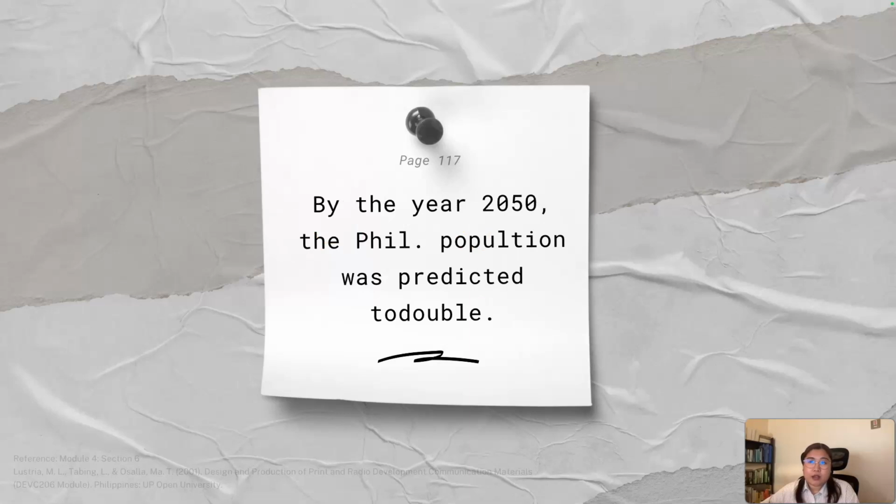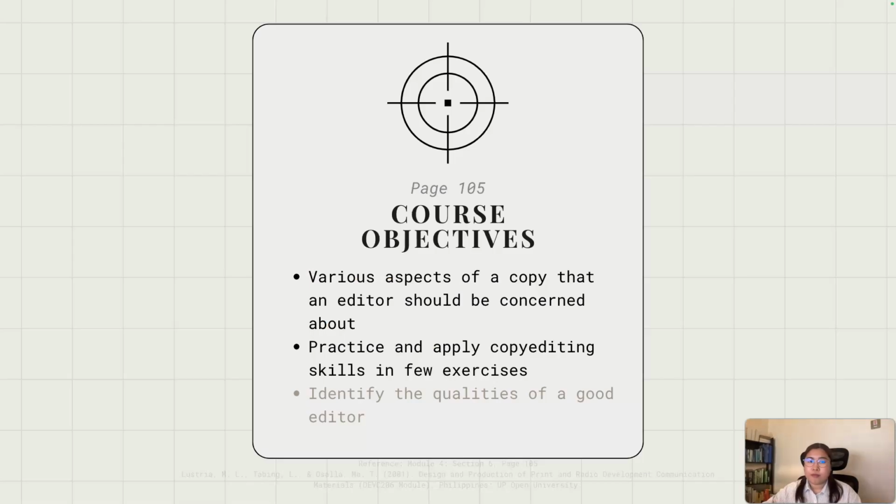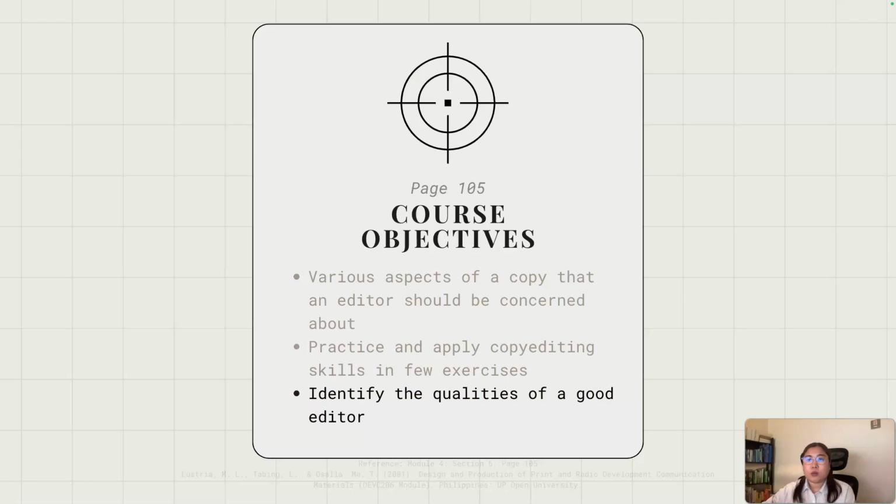This next copy also has a few edits that need to be done to make it clear and concise. These are the edits that should be endorsed back to the author. Now that we've gone through the first two parts of the course objectives, we will now move forward in discussing the qualities of a good editor.